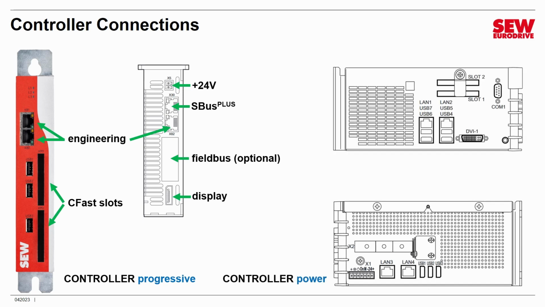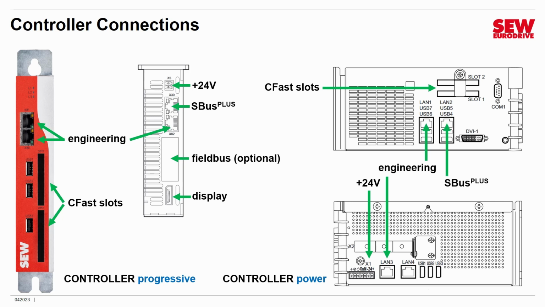And then lastly, this is our biggest controller at present. This is controller power. It's got similar connections to it. It's got 2 engineering ports. It's got 2 CFast slots as well. It's got a 24-volt connection. It's got the S-Bus Plus EtherCAT port to connect to the chain.